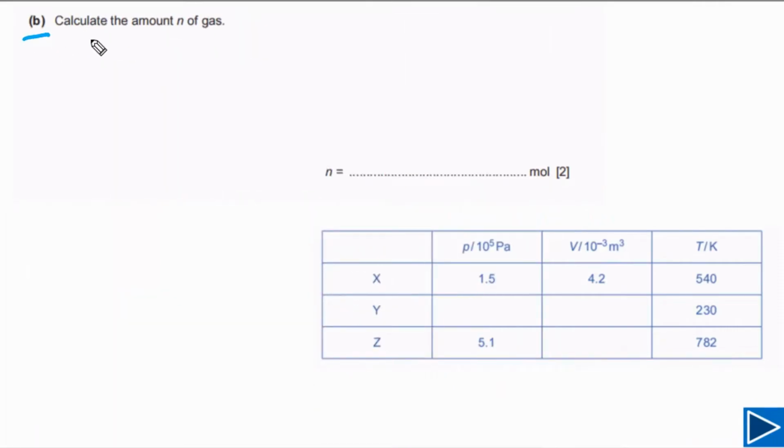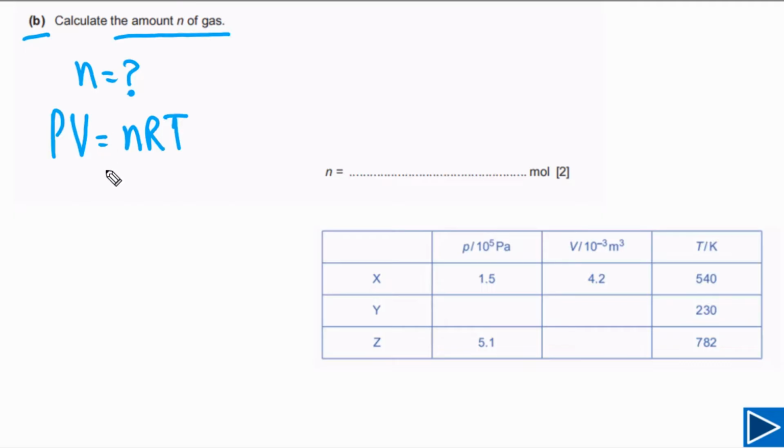For part B, the question is asking us to calculate the amount n of gas. It is simply asking us to calculate the value of n, the number of moles. And we are talking about an ideal gas in this case. For any ideal gas, PV is equal to nRT, for any value of P, V, and T. So we need to calculate the number of moles. We can rearrange: n is equal to PV over RT.